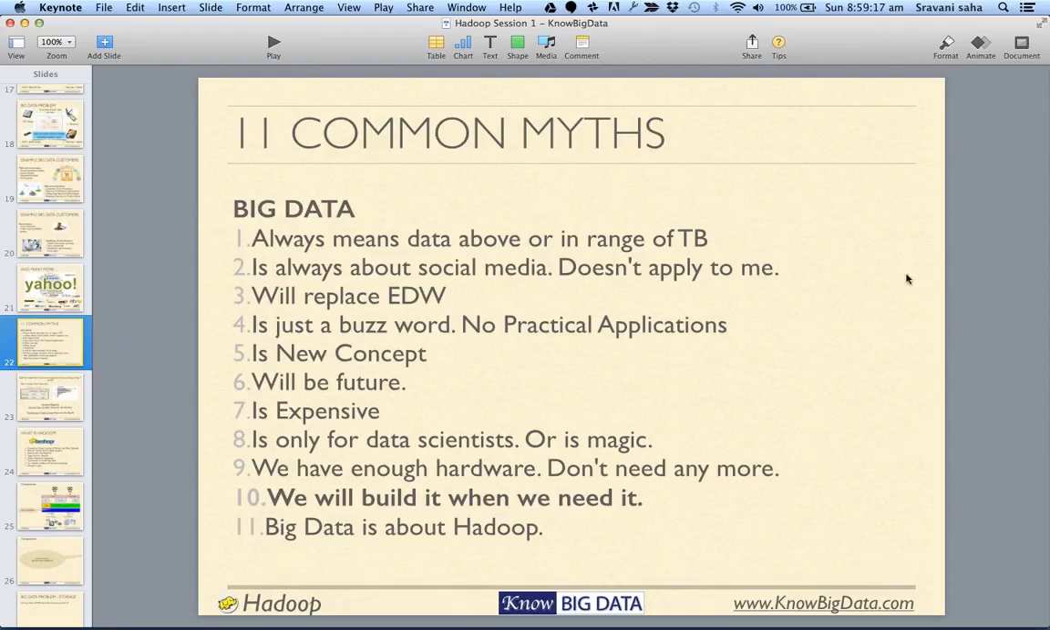All right. Big data is always about social media. It doesn't apply to me. No. Yes, the whole game started with social media because that's where public data was available to people, but it doesn't stop there.